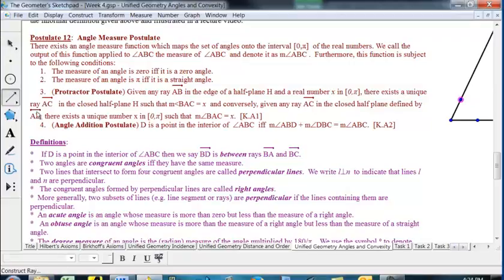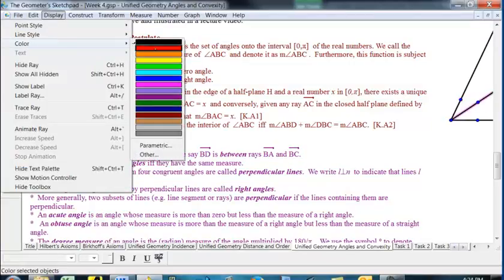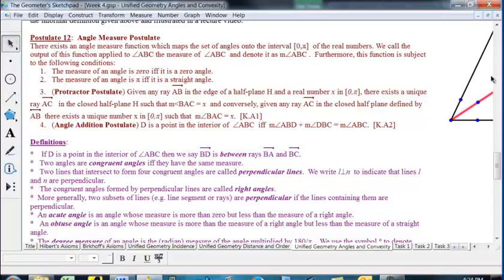Okay? And as far as the interior part, we say that this one here, the red one, is an interior ray. The point D is in the interior. Let's give this some labels. This is AB.